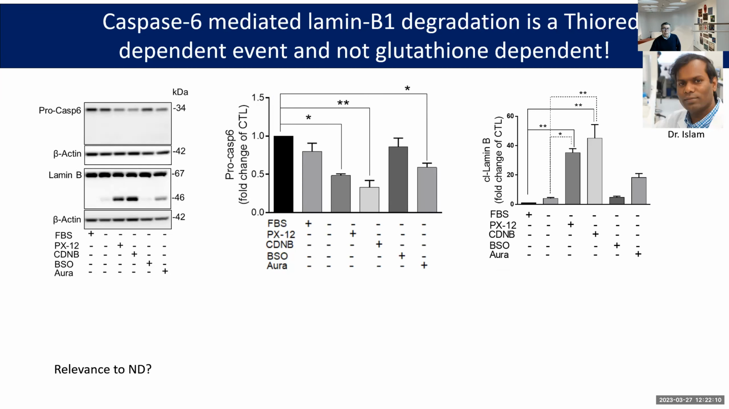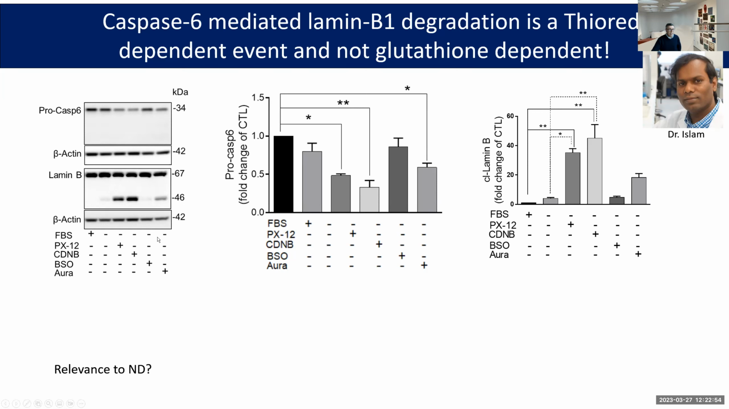So here, we asked whether damage to nuclear lamina is thioredoxin specific, or whether anything causing oxidative stress would be able to show that. In this study, we used different sets of inhibitors for the thiol system. So we used PX12, which is a specific thioredoxin inhibitor. CDNB is a thiol inhibitor for both thioredoxin and glutathione. And then here we use BSO to deplete the reduced glutathione inside the cells, and auranofin, which is an inhibitor of thioredoxin reductase.